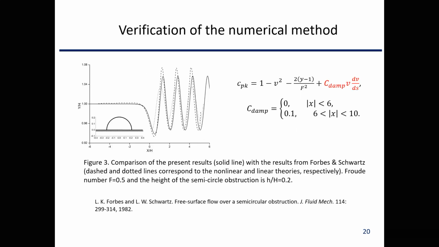Here is shown a verification of the numerical model. First, we compare our results with those published in the literature for the free surface. Here is shown a comparison with results of Forbes and Schwartz for the flow over a semicircular obstruction in a channel with free surface. Also, I should say that in any case, free surface or ice sheet, we have introduced a damping condition because the wave extends to infinity, but in the calculation model we have some finite length of the calculation region. So we introduce this artificial coefficient to get a flat free surface far downstream. Next slide, please.